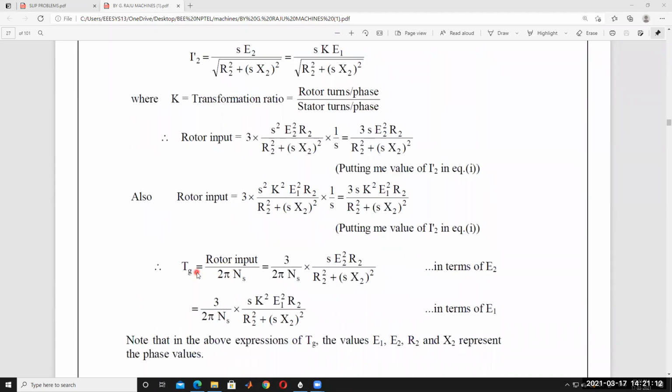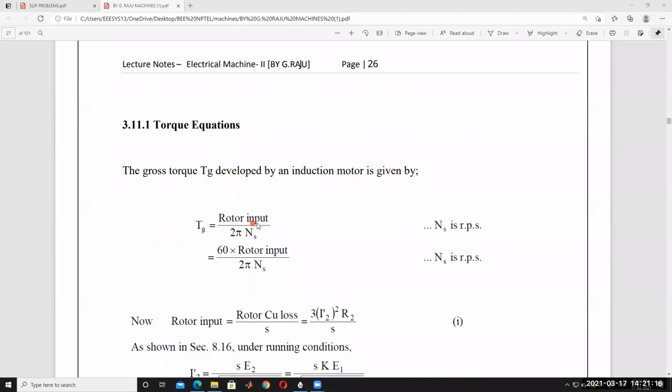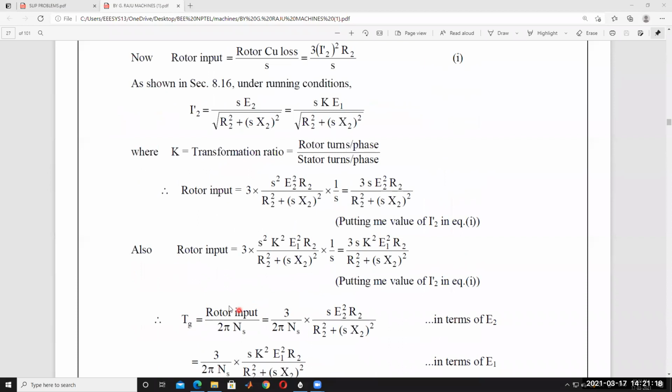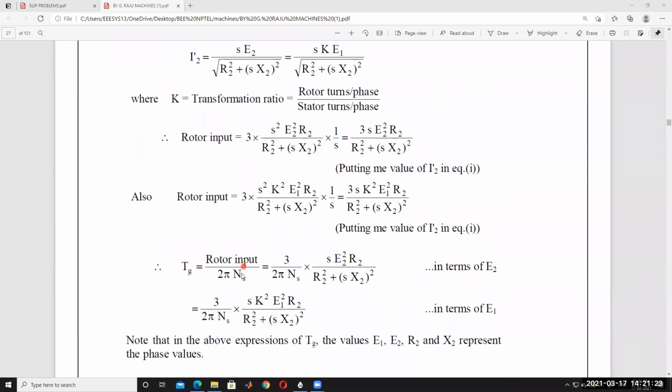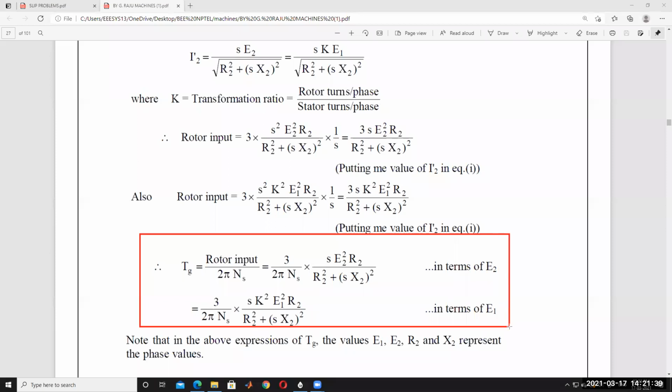And torque is equal to rotor input by 2 pi ns. You know well, torque is equal to rotor input by 2 pi ns, where rotor input is the power. Substitute here, and we will get 3 divided by 2 pi ns into S E2 square R2 divided by R2 square plus (S X2) square. This is the final derivation of the torque of a 3-phase induction motor. So this is the final expression in terms of E2 and in terms of E1.